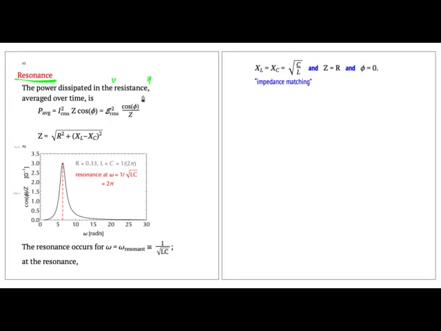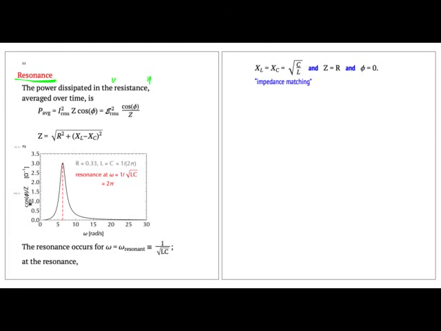Now, let's plot this function cosine phi over Z, because that depends on the frequency. The reactances depend on frequency, so that means Z depends on the frequency. And furthermore, phi depends on the frequency. So let's plot this factor as a function of the frequency.